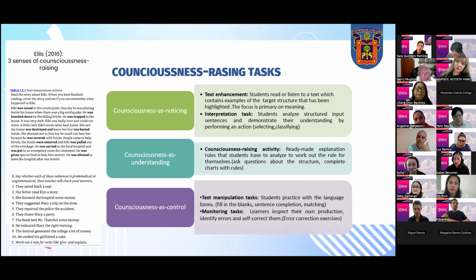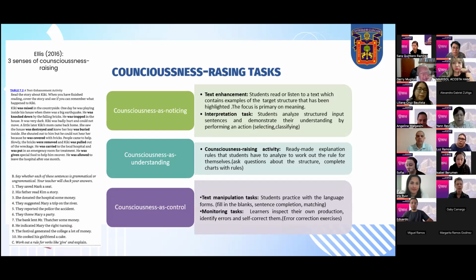According to Ellis, when using consciousness raising tasks, it is important not only to make students aware of the target structure, because if we only make students aware of the target structure, this doesn't mean that the students are going to really learn that grammar structure that we want them to learn. So he proposes 3 senses of consciousness raising tasks. And the first one is consciousness as noticing.